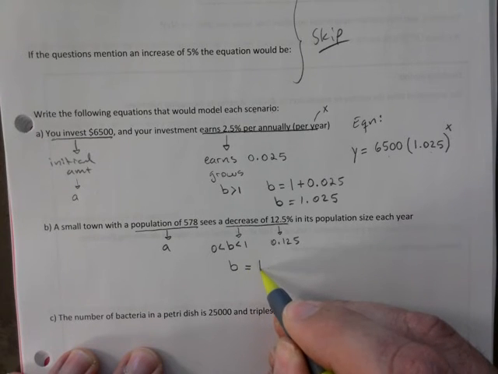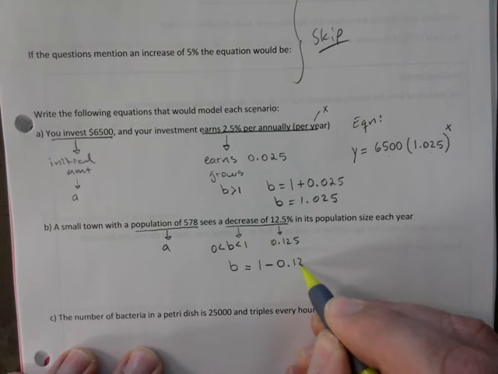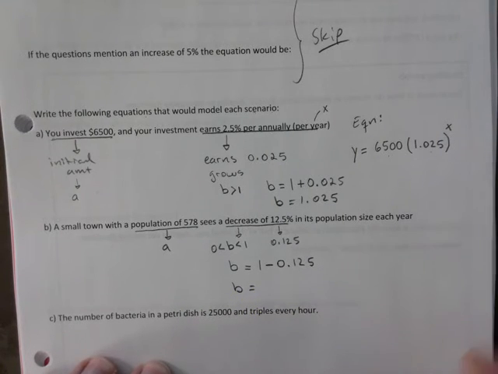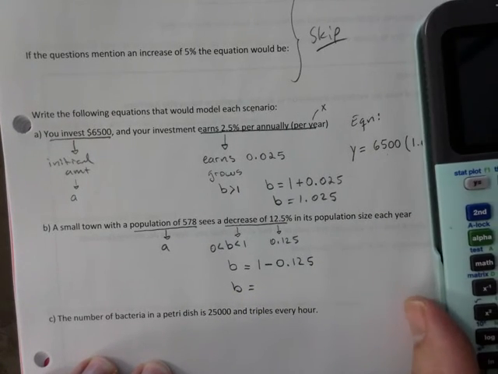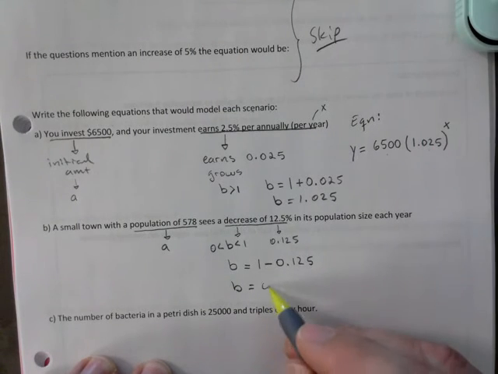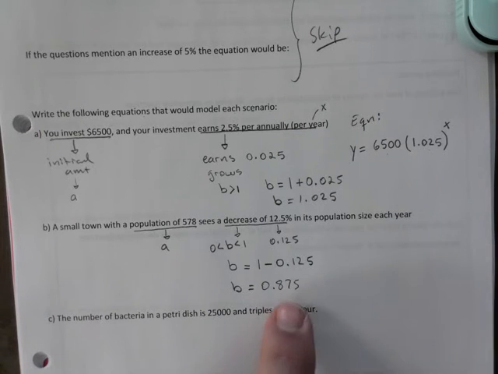B is going to be, watch this, 1 minus 0.125. That you need to understand. You're going to go 1 minus. And what is 1 minus that? It's going to be 0.875. B is 0.875, which is still a decrease.